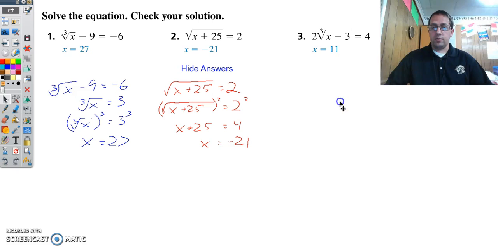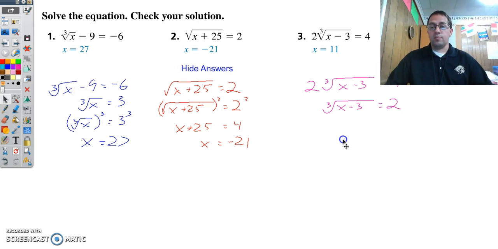All right, last one. First, you write down the problem. I was just writing down the problem. You can see it. Okay. Now, we've got that 2 that's got to go away. So we're not distributing in. Never distribute into the radical. Instead, we're going to divide it out. Divide it over to the other side.